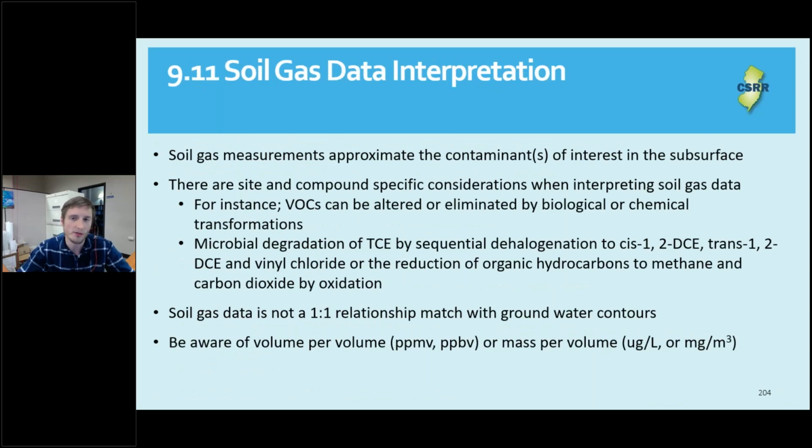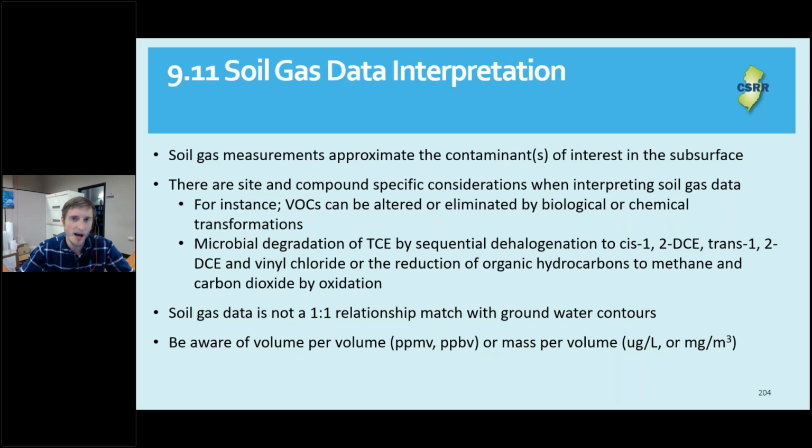I just want to say in regards to soil gas data interpretation, soil gas measurements just approximate the contaminants of interest in the subsurface. There are site and compound specific considerations when interpreting that soil gas data. Again, as I said at the very beginning, VOCs can be altered or eliminated by biological or chemical transformations. So again, TCE gets dehalogenated into the dichloro compounds and then eventually into vinyl chloride, which breaks down even more. And also there is the reduction of organic hydrocarbons to methane and carbon dioxide by oxidation.